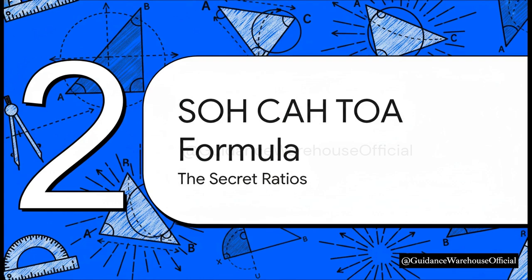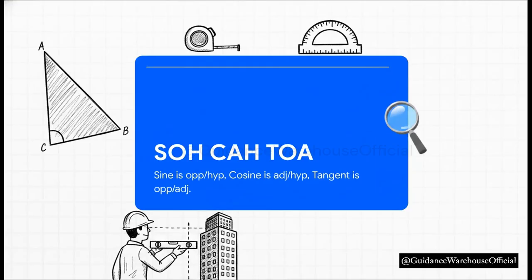The SohCahToa secret. Now that we've got a handle on the basic language of circular angles, let's look at arguably the most powerful formula in trigonometry. What happens when we take an angle and kind of trap it inside a right triangle? Well, we unlock this whole set of ratios that let us calculate unknown distances. Let's break down that famous mnemonic step by step, SohCahToa.